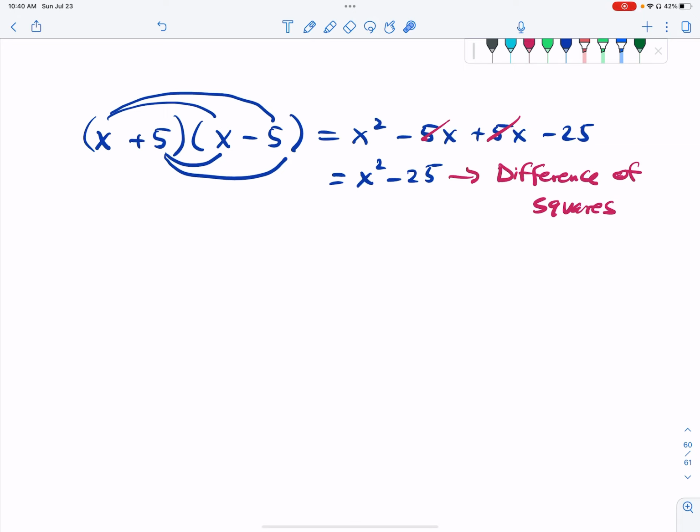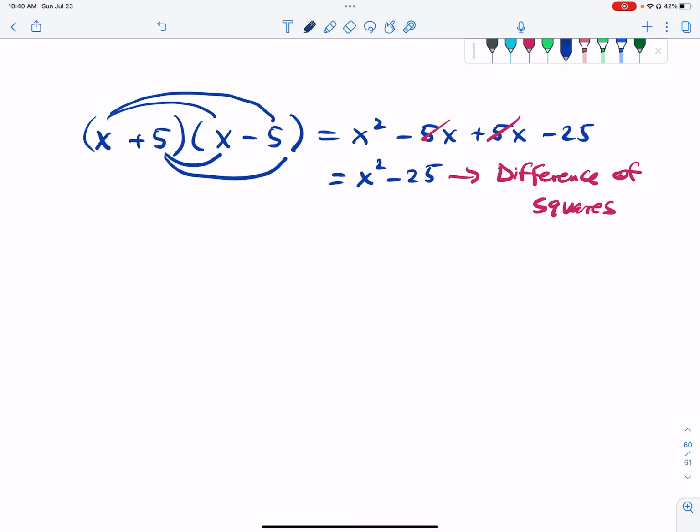Because x squared is a perfect square, obviously, and then 25 also is a perfect square. And it factors just like this. Take the square root of the first one, x. Take the square root of the second one, 25. Square root of 25 is 5. Put one positive and put one negative.